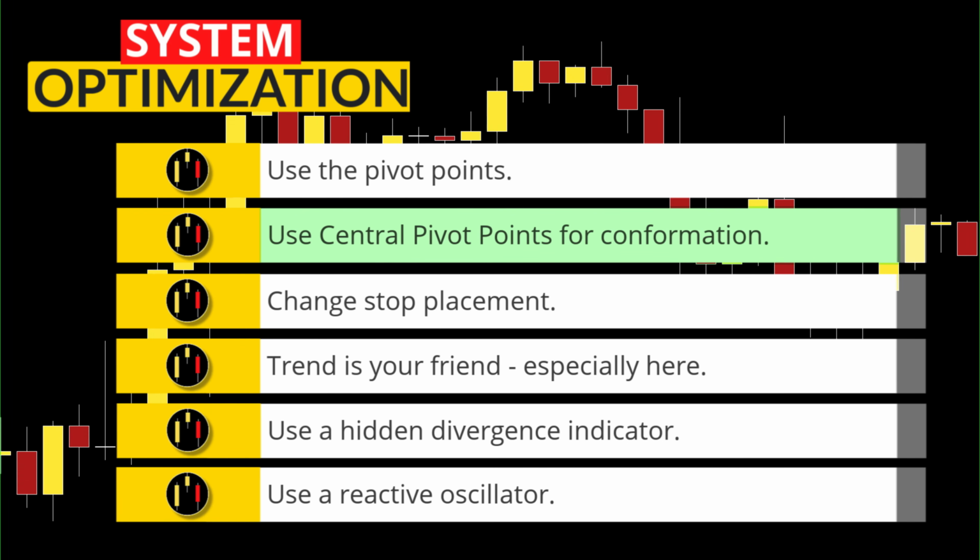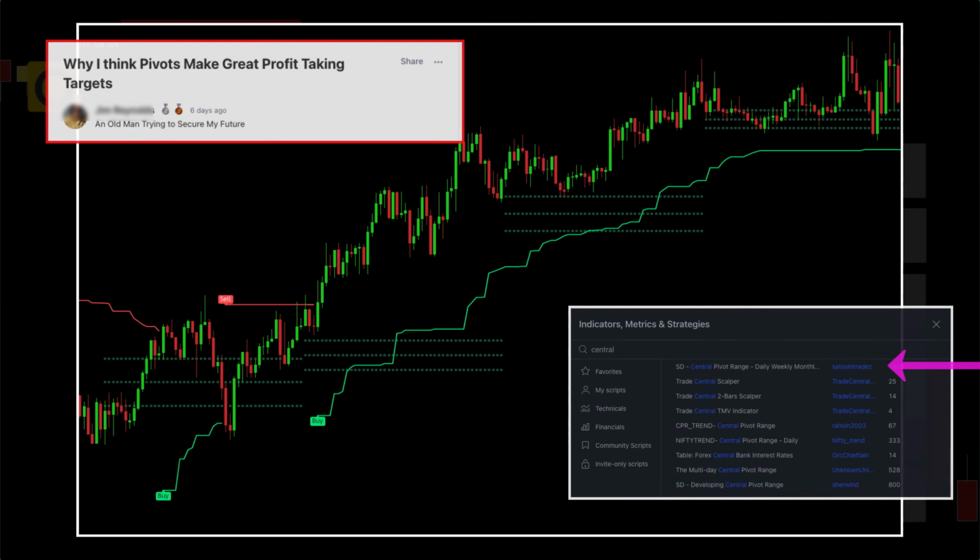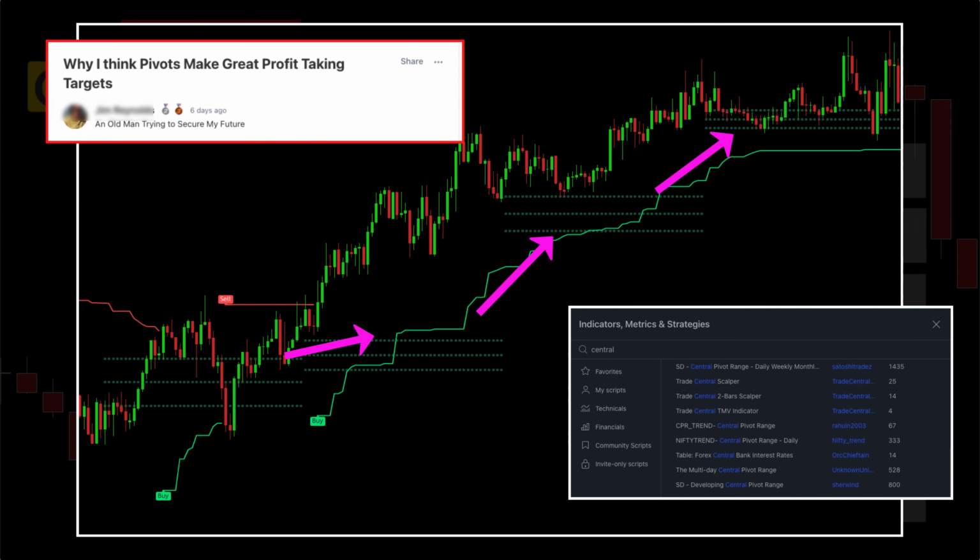Next, this is an idea I got from a community member, but in lieu of the 200 EMA, you can use the central pivot point to confirm your entries. Specifically, only looking for longs when one series of pivot points appear over the previous set, and do the reverse for shorts.